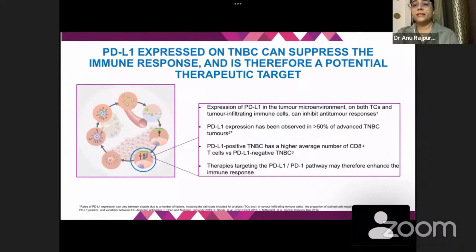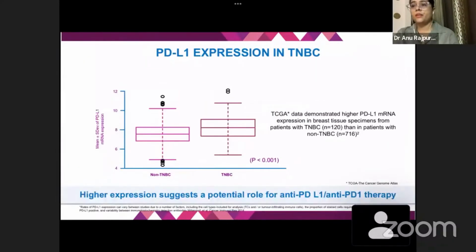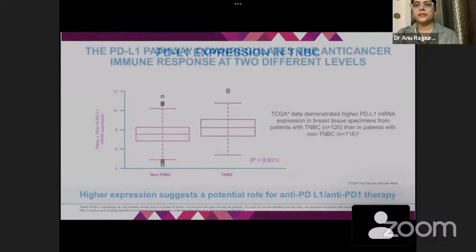So PDL1 expressed on TNBC can suppress the immune response and is therefore a potential therapeutic target. So therapy which targets the PDL1 or PD1 pathway may therefore enhance the immune response. This is showing the TCGA data: higher PDL1 mRNA expression in breast tissue specimens from patients with TNBC compared to non-TNBC.